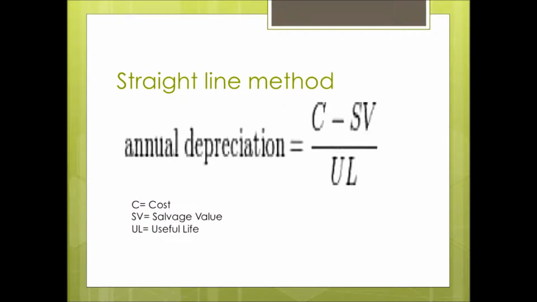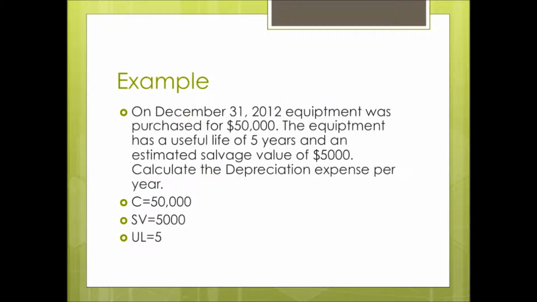So going back to the straight line method formula, annual depreciation is cost minus salvage value over useful life. My cost here is $50,000. It told me that we purchased it for $50,000. The estimated salvage value was $5,000. And the useful life was 5 years. So the equipment had a useful life of 5 years. Now let's go ahead and finish up with the problem.